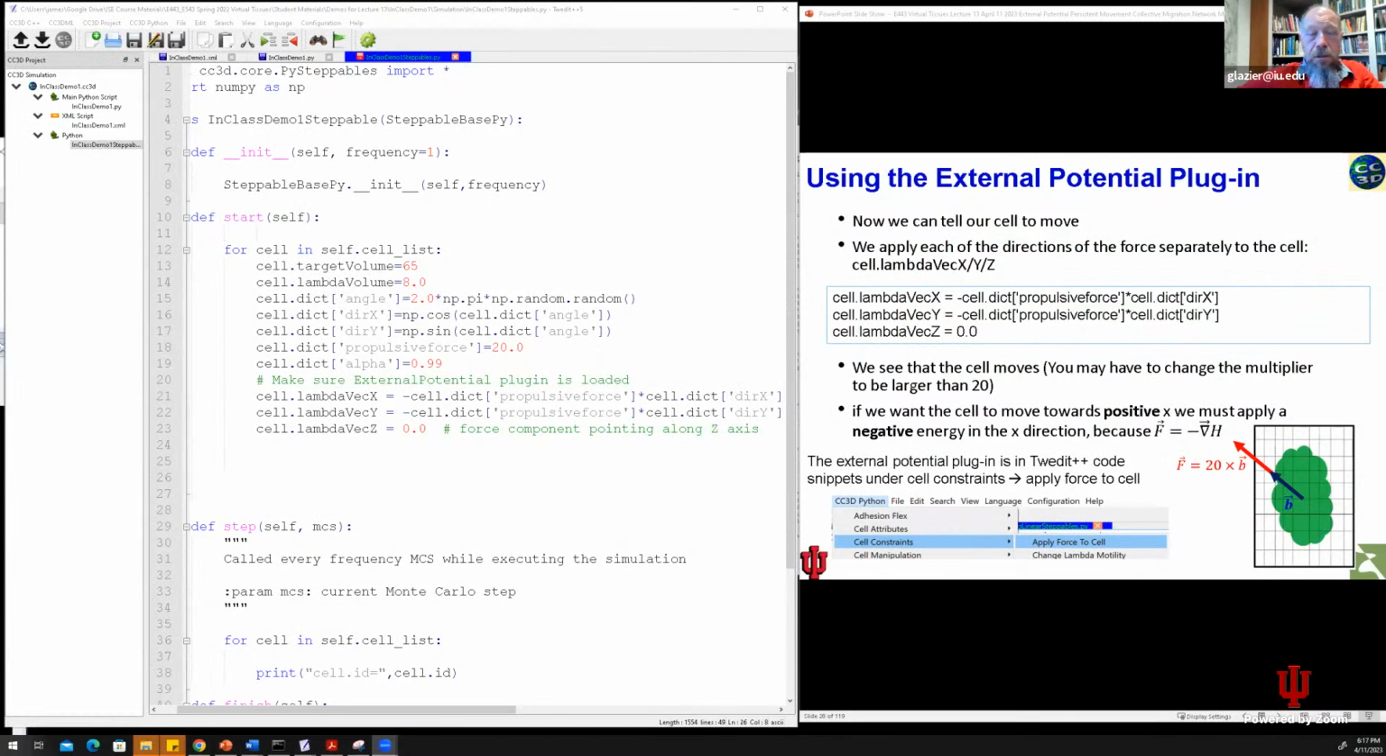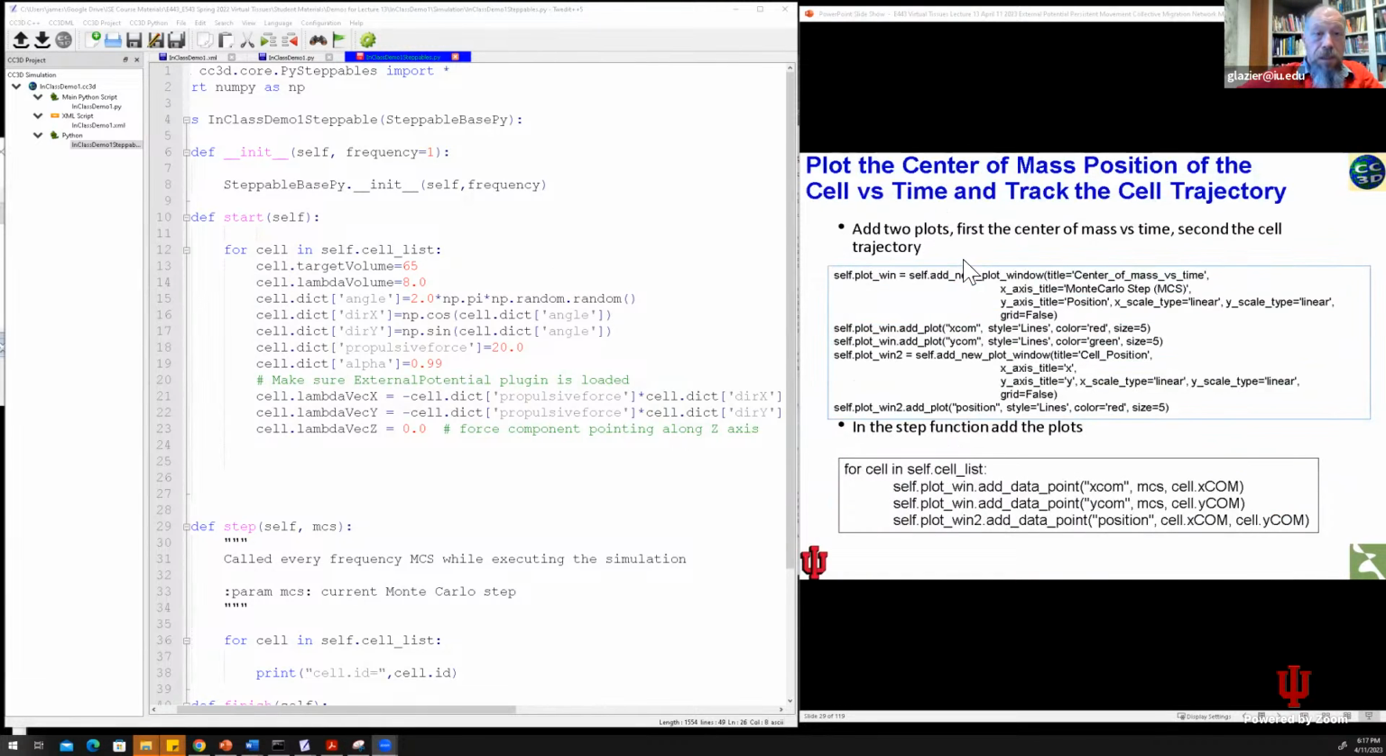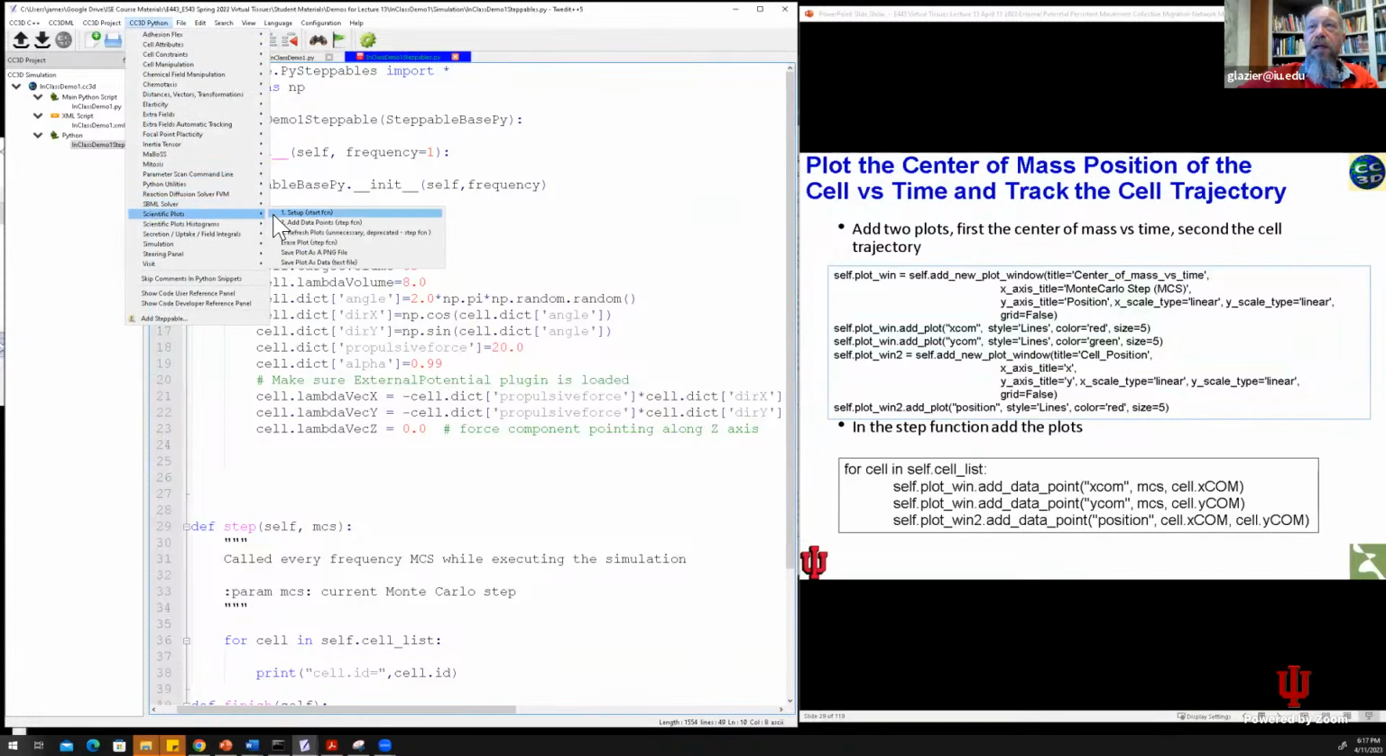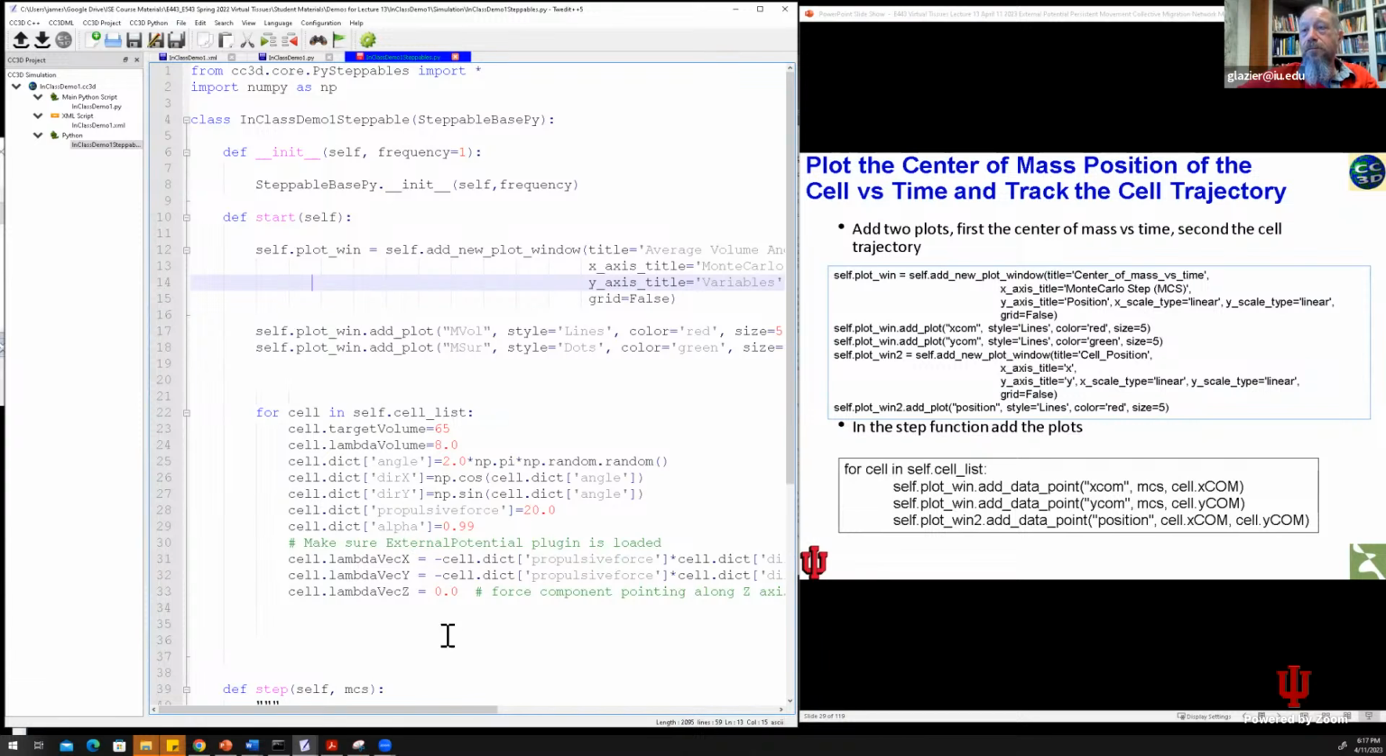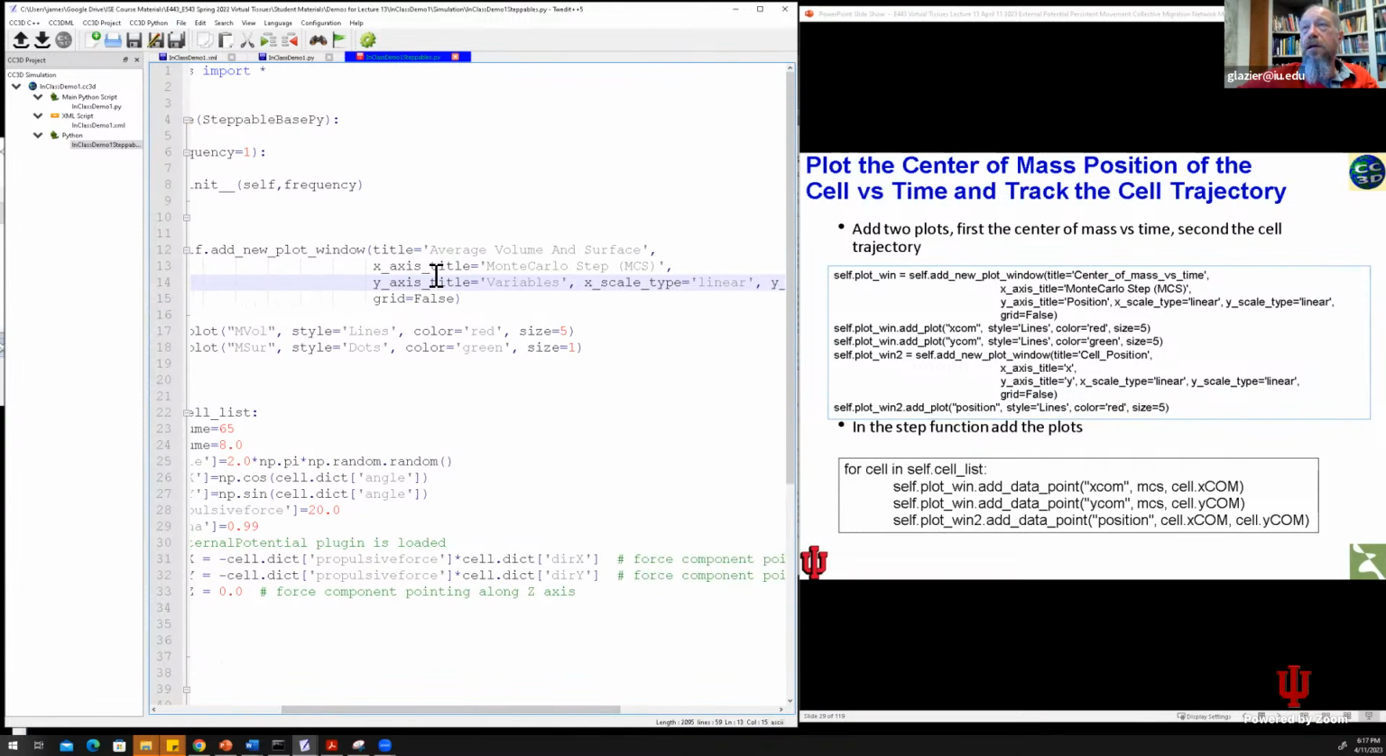Good. So we can add some plots. That one I don't want to take too much time on. I just want to remind you that we can add a plot here if we want. Again, CC3D Python, scientific plots, setup gives us most of what we need. We're going to plot the center of mass versus time. So this will be position.